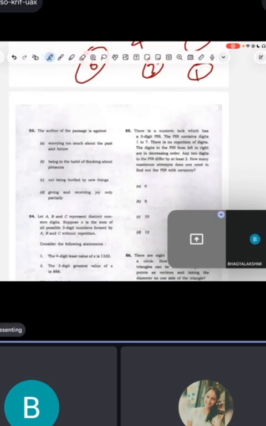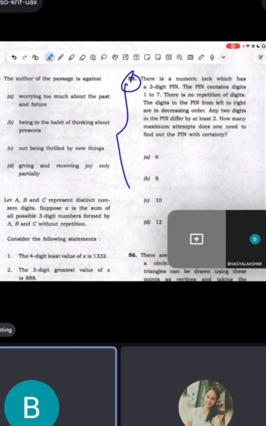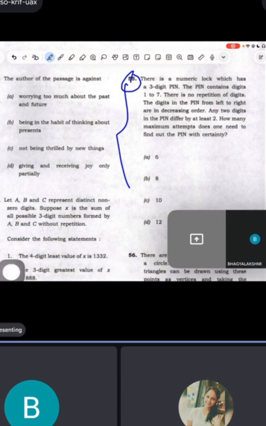So, read Bhagya. There is a numerical lock which has a three-digit pin. A pin contains digits 1 to 7. There is no repetition of digits. The digits of the pin from left to right are in decreasing order. Any two digits in the pin differ by at least two. How many maximum attempts does one need to find out the pin with certainty? Tell me, Priyal, what is the demand? Tell in simple language.